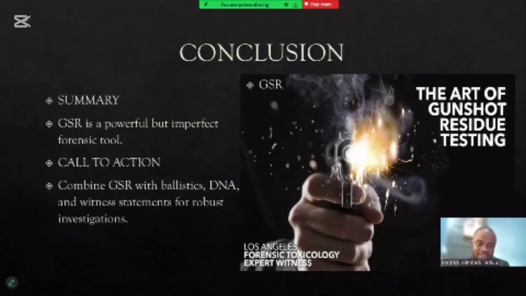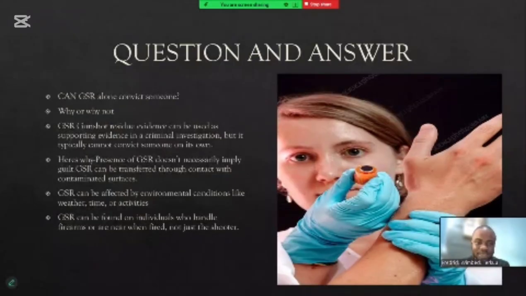Conclusion. So, in summary, I would say that GSR is a powerful but imperfect tool because of its limitations and its potential to give false positives. To strengthen investigations, it must be combined with ballistics, DNA, and witness accounts, to help make investigations stronger. Also, for policymakers and forensic experts in the labs, investing in these new technologies and training is very crucial, and it will help minimize human errors.